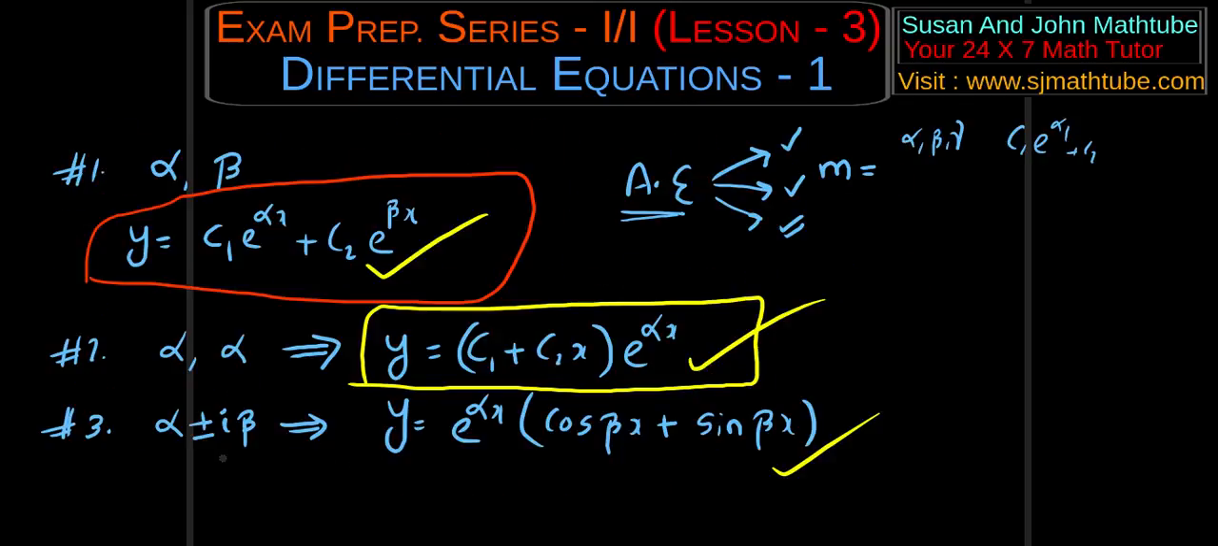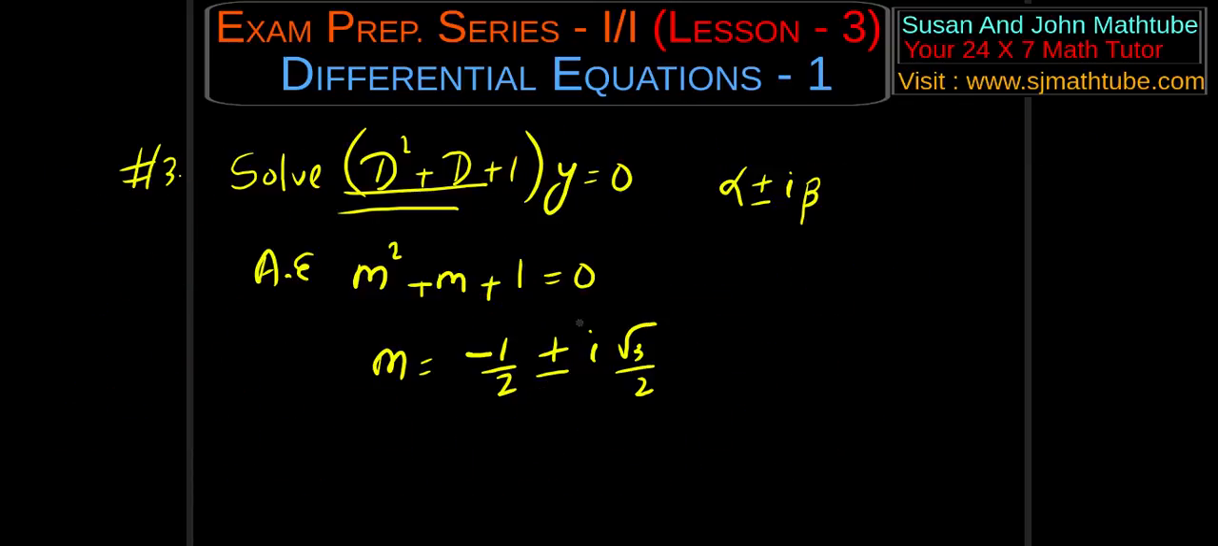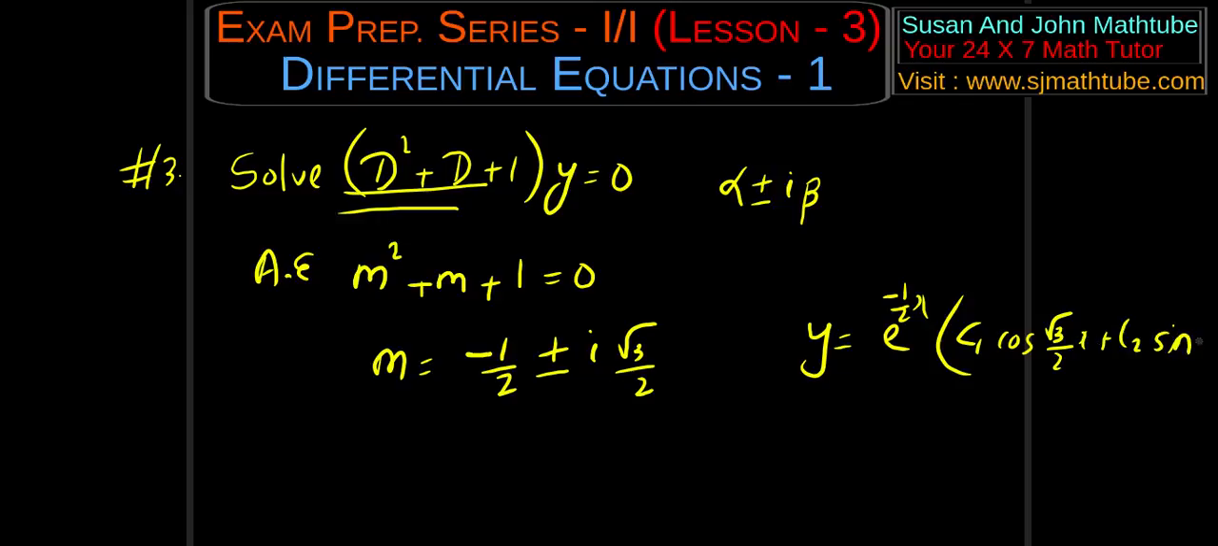And if the roots are alpha plus or minus i beta, then the solution is y is equal to e to the power alpha x, and then in brackets c1 cos beta x plus c2 sine beta x, the same thing into x. It's not visible, but it's the same thing into x.